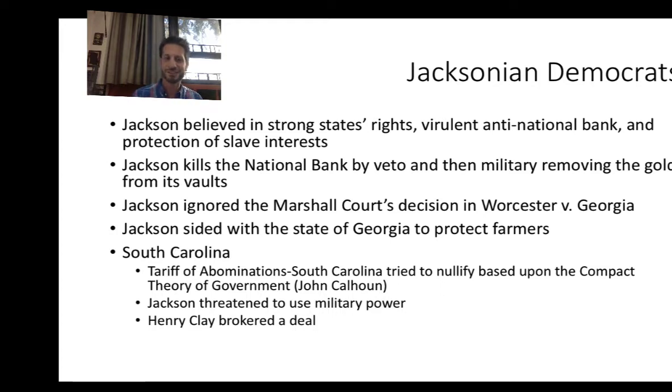So why would Jackson do this? Well, because Jackson does believe in strong states' rights, but Jackson also believes that he as president has to have a huge amount of power to get done with the things he wants to get done with. And even though South Carolina were basically his supporters, he saw this as a threat to his presidential power and his ability to do what he wanted to do.